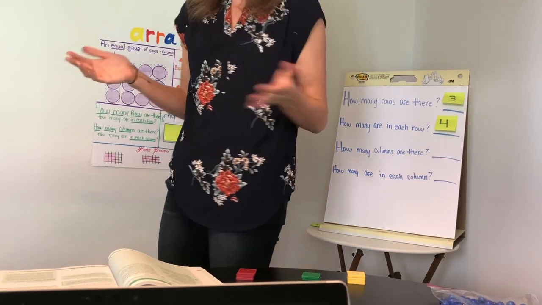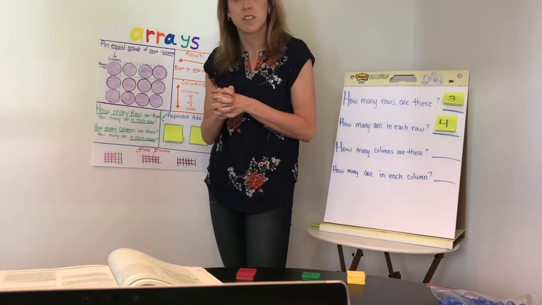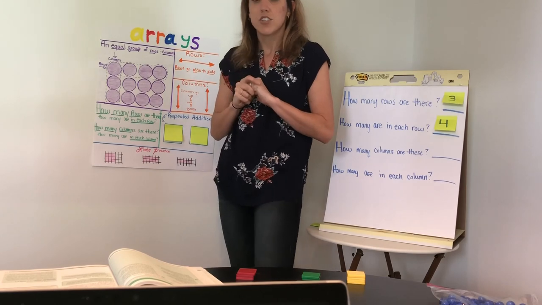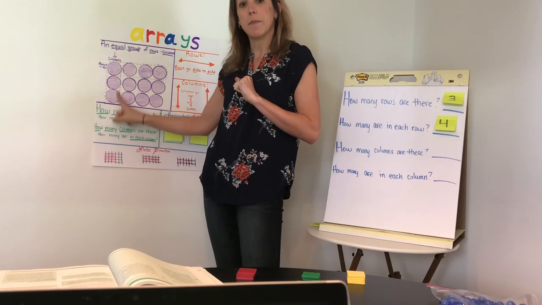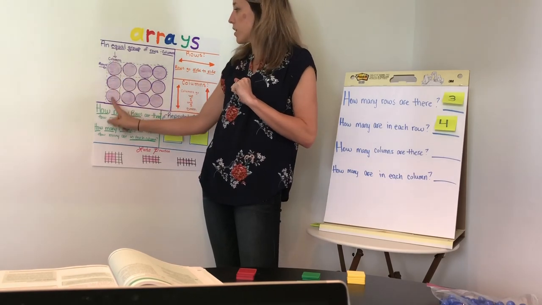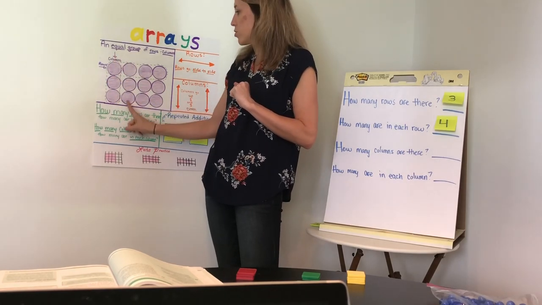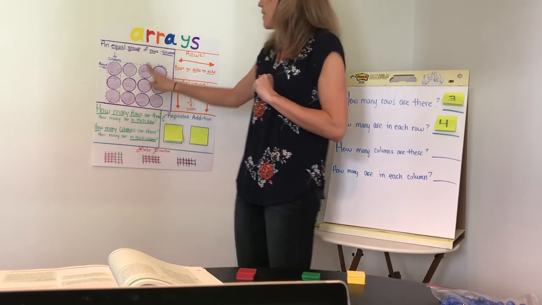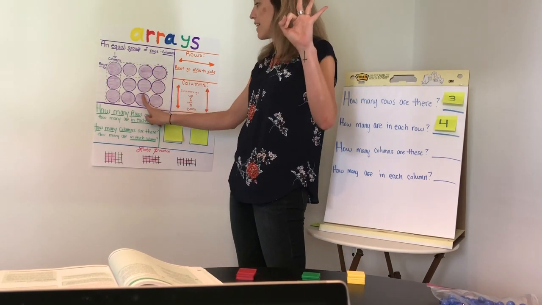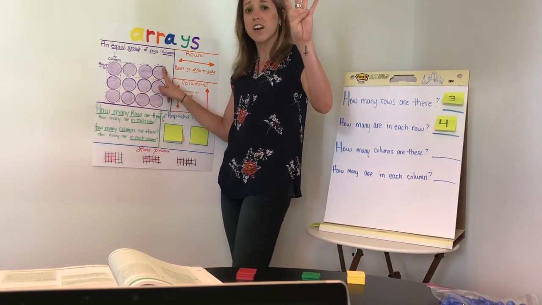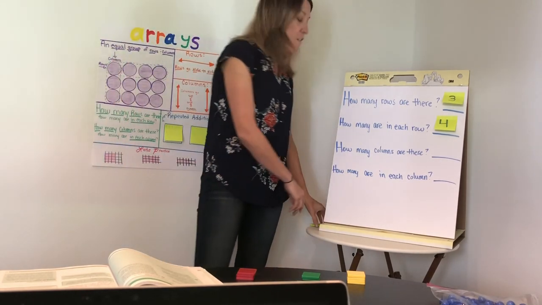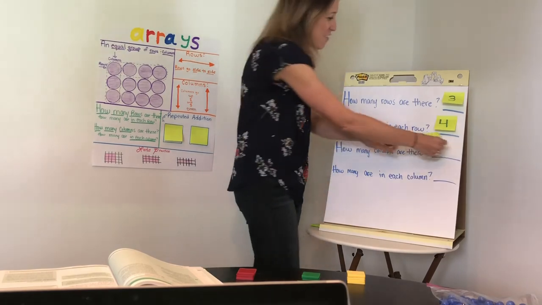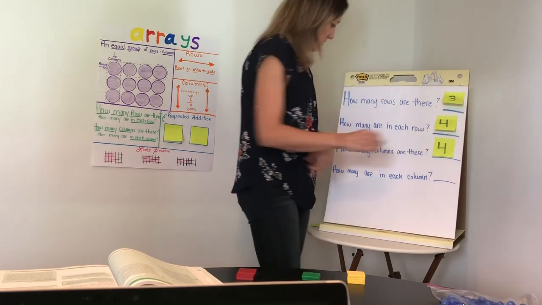Now, how many columns does Rob's shelf show? Remember, our columns go up and down. So this is one column. This is two columns. Here's our third column. There's three. Last one. There's four columns. How many columns are there? Four. Good job. There are four columns.